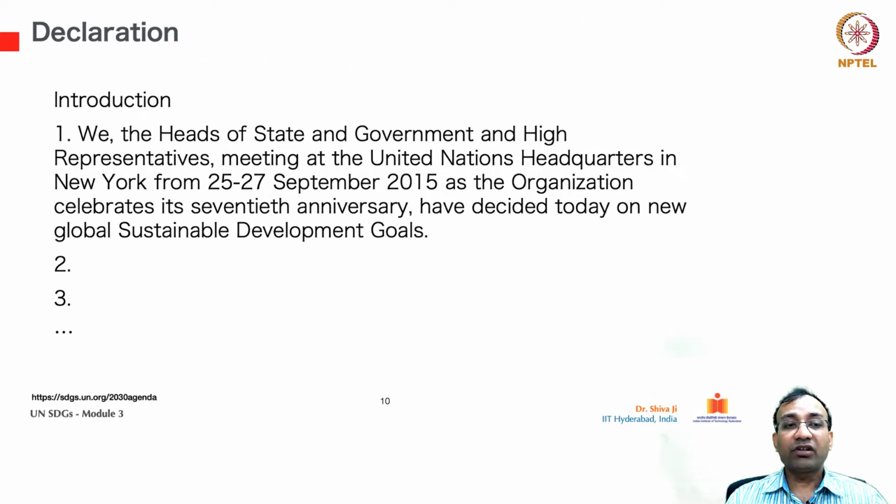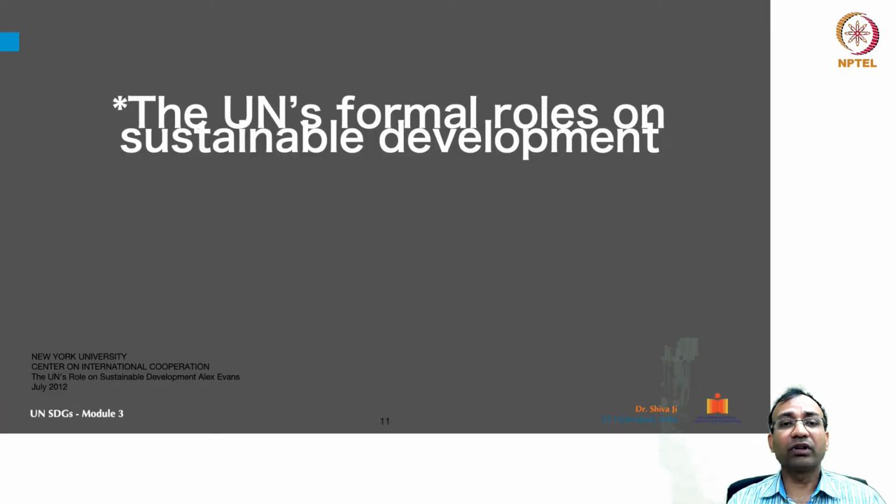Then we have the declaration. We, the heads of state and government and high representatives, meeting at the United Nations headquarters in New York from 25th to 27th September 2015, as the organization celebrates its 70th anniversary, have decided today on new global sustainable development goals. With this declaration, the set of 17 SDGs were adopted. There are many more points. Maybe you can search to get all of those details.